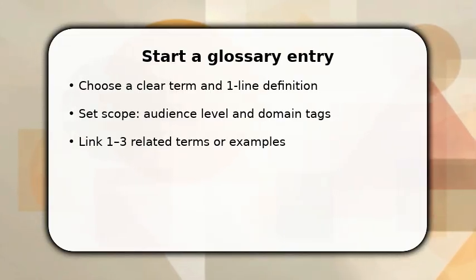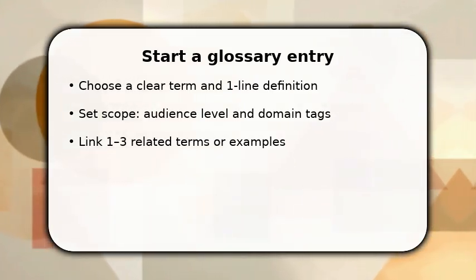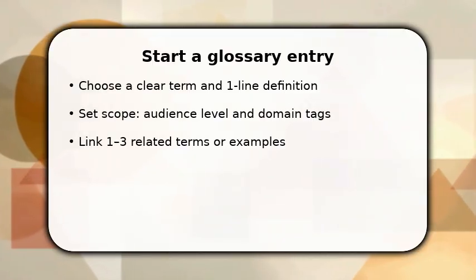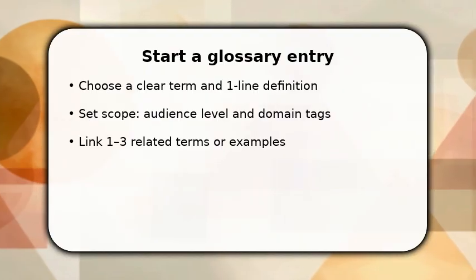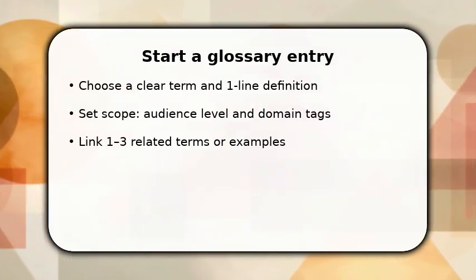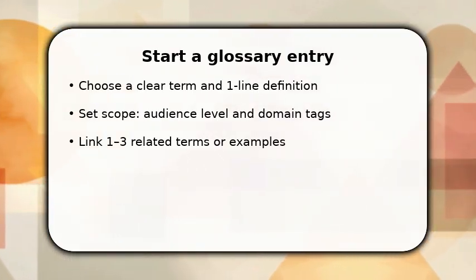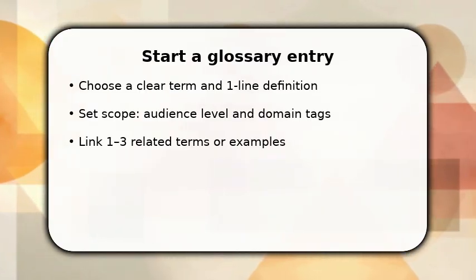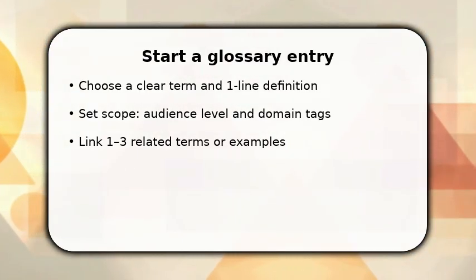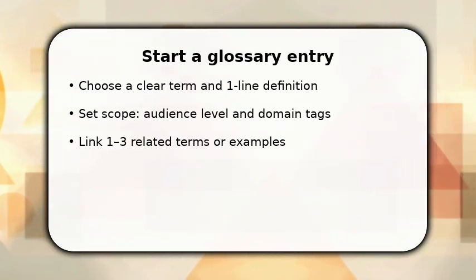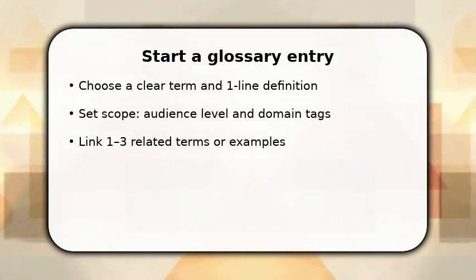You begin by picking one clear term and writing a succinct definition. Explain what it covers and why it matters. Once done, set the scope so readers know the audience level and domain tags, and add 3 related terms to build context. Make sure to use simple language and a consistent pattern: term, definition, usage, so entries stay scannable. This first step creates the template you will repeat for every entry, saving time and improving consistency.